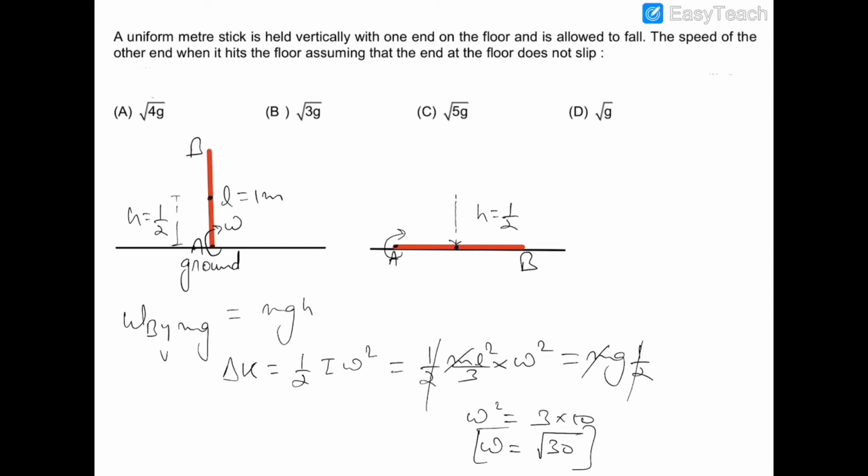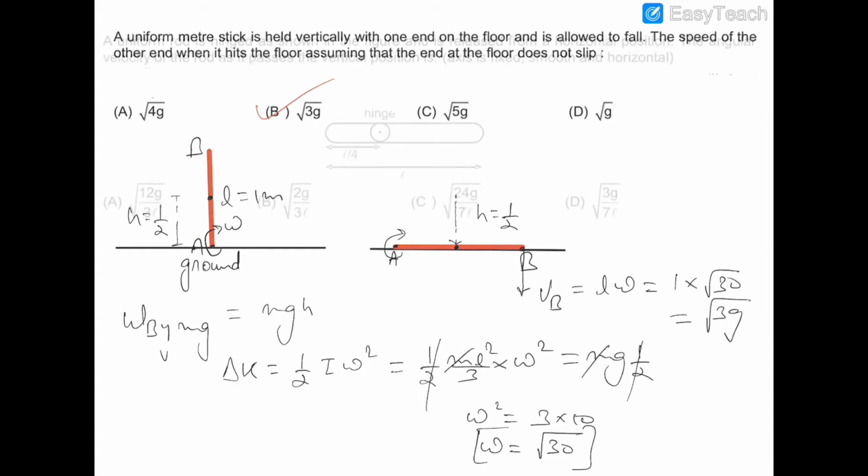Now we have to find out the velocity of this point B. So velocity of this point B, vB, will be equal to L omega. So L is 1 and omega is under root 30. So root 30 can be written as root 3g. So the correct answer would be option number B. Now let's move on to the next question.